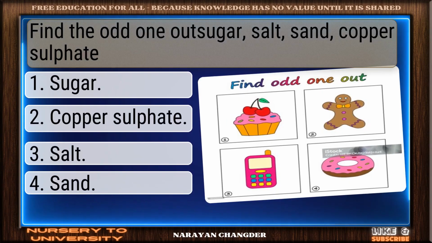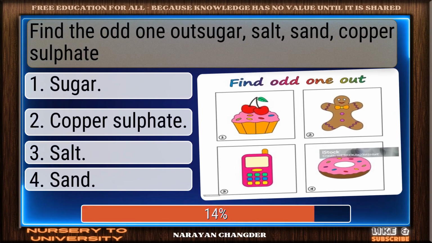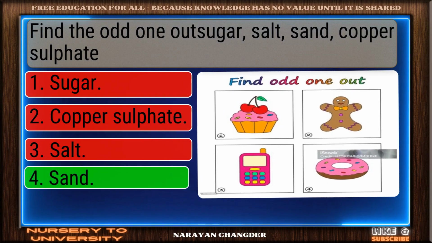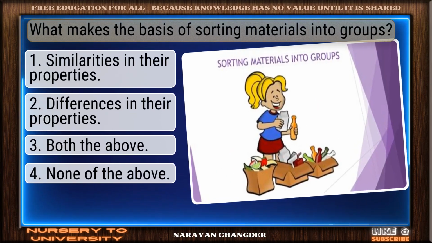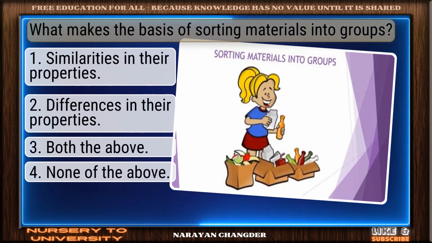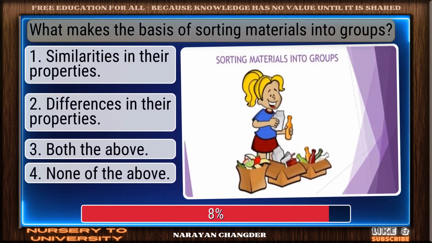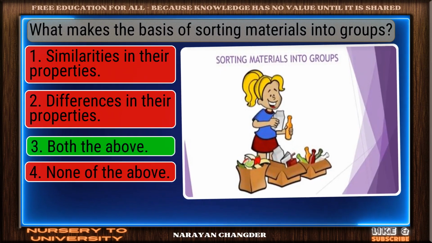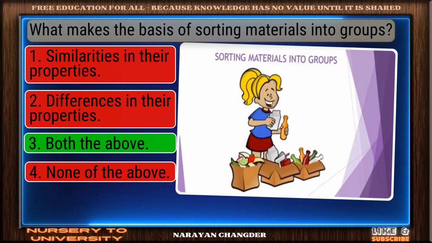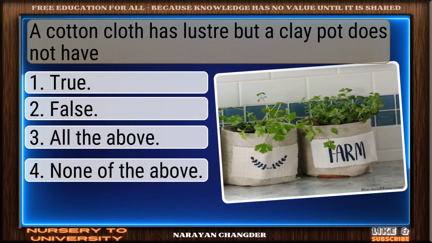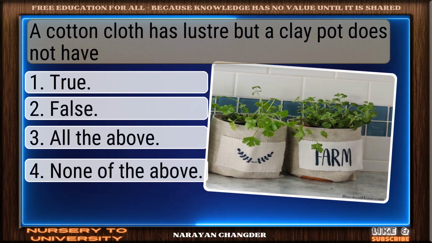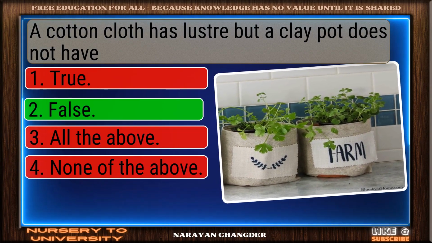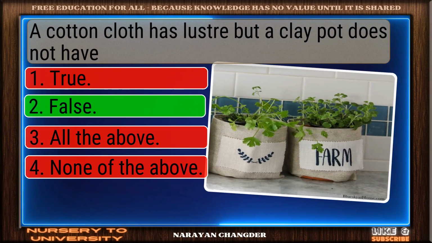Find the odd one out: sugar, salt, sand, copper sulfate. You chose sand, and it is correct. What makes the basis of sorting materials into groups? Nice selection. Both the above is the correct and valid answer. A cotton cloth has luster, but a clay pot does not have. Sharp thinking. False is the right choice.